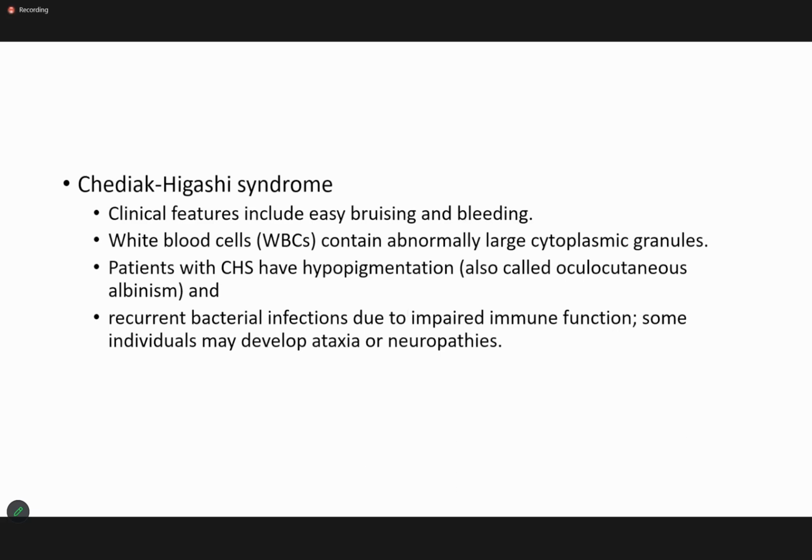For Chediak-Higashi syndrome, the clinical features include easy bruising and bleeding. The white cells contain abnormally large cytoplasmic granules, and patients can also have oculocutaneous albinism. These patients can have recurrent bacterial infections due to impaired immune function, and some individuals may develop ataxia and neuropathies.